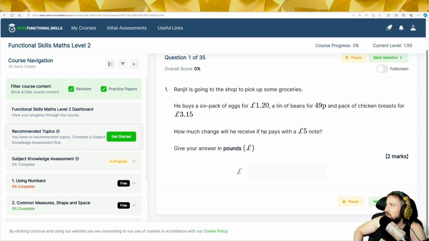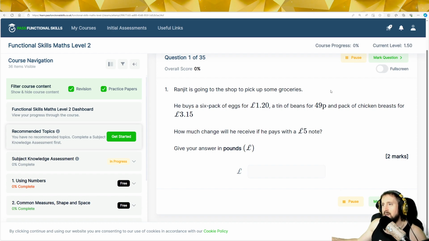Well, Sensation, I'll just ask you. Do you know how to do this? What would the answer be? How would I do it? What would you do? What would I do? £5, and then minus £1.20, minus £4.49, minus £3.15. Good. Yeah, exactly, dude.